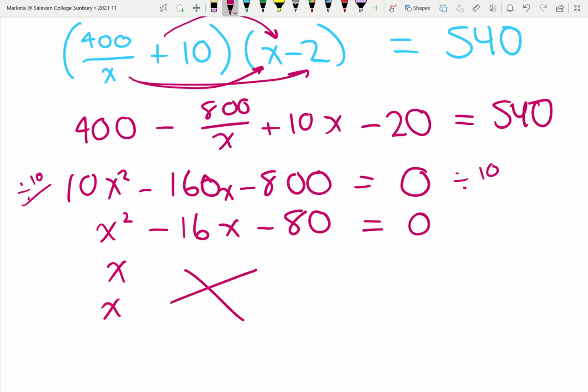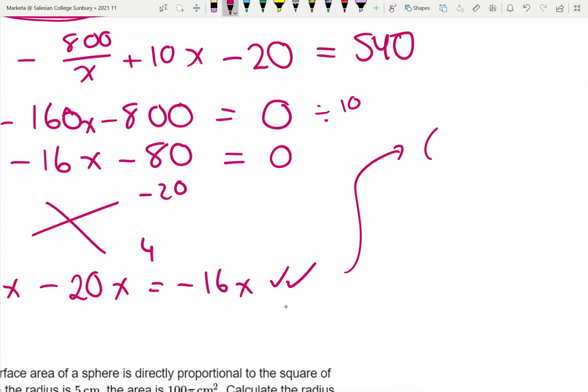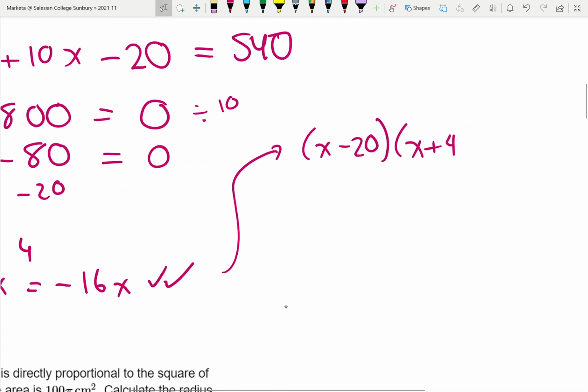So negative 80, I've got to get to negative 16. So let's think: 20 and 4. 20 minus 4 gives us 16. Negative 20 plus 4 would give us negative 16. So 4 times x is 4x, and x times negative 20 is negative 20x. And that indeed does equal negative 16x. So we can say we've got x minus 20 and x plus 4 in our brackets, and that equates to 0.